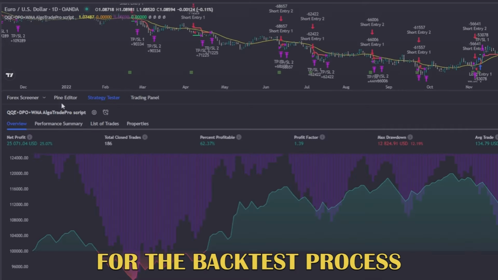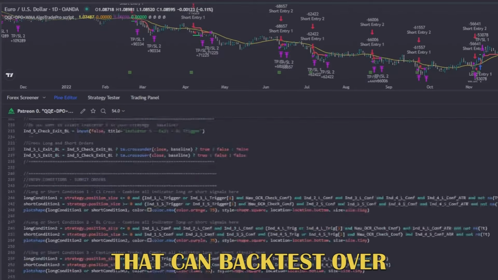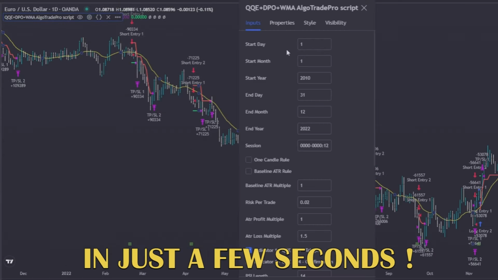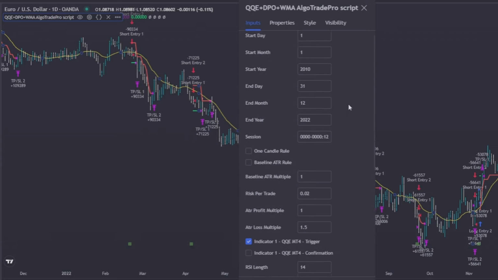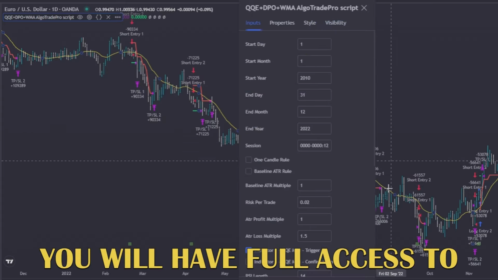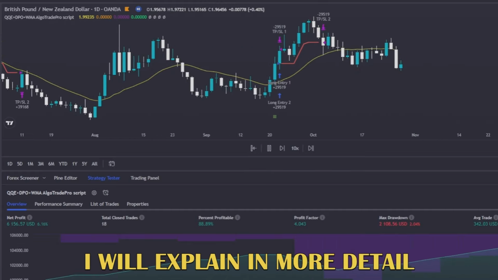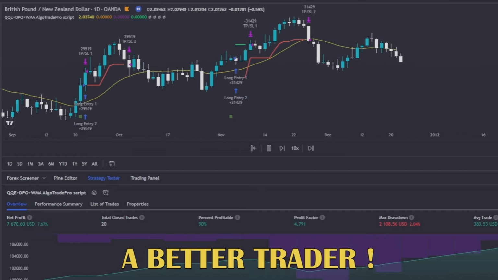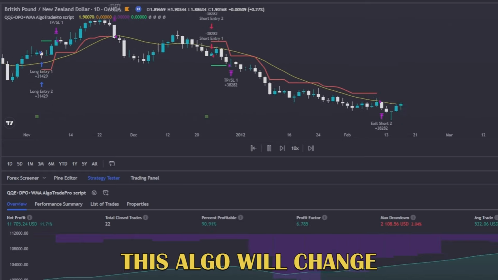For the backtest process, I will use an algo that I created that can backtest over 100,000 trades in just a few seconds with the most real and proven results possible. It is a highly powerful tool that you will have full access to from today on. In a few minutes, I will explain in more detail how you can use it. If you are grinding to become a better trader, believe me, it will be something that will change your life forever.